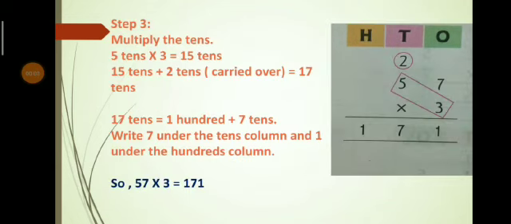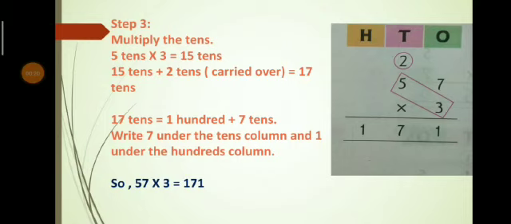Students, now we will multiply the tens. That is 5 tens by 3. We will get 15 tens. Then we will add carried over tens, that is 2 tens and 15 tens. We will get 17 tens.